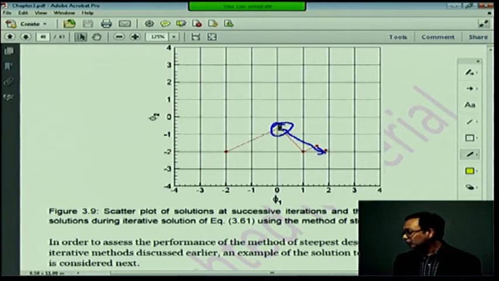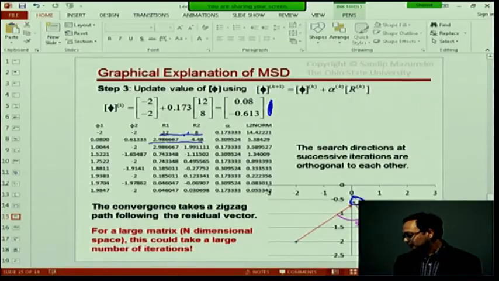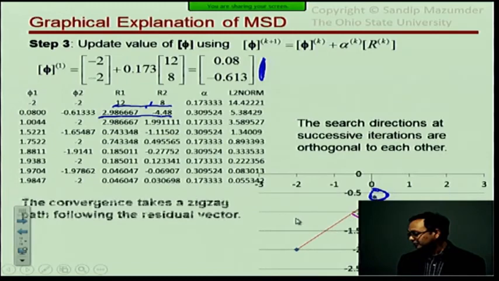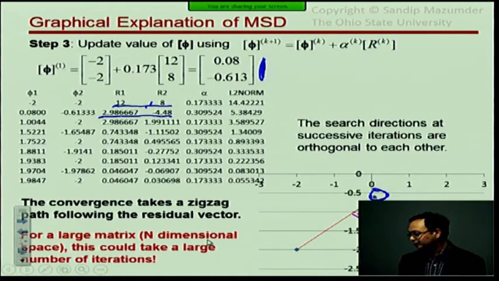So let's see what we have on offer here. That's what the method of steepest descent does for you, and generally it takes a lot of iterations. So this is where the conjugate gradient method comes in. This method was actually developed by a guy called Lanczos in 1952.